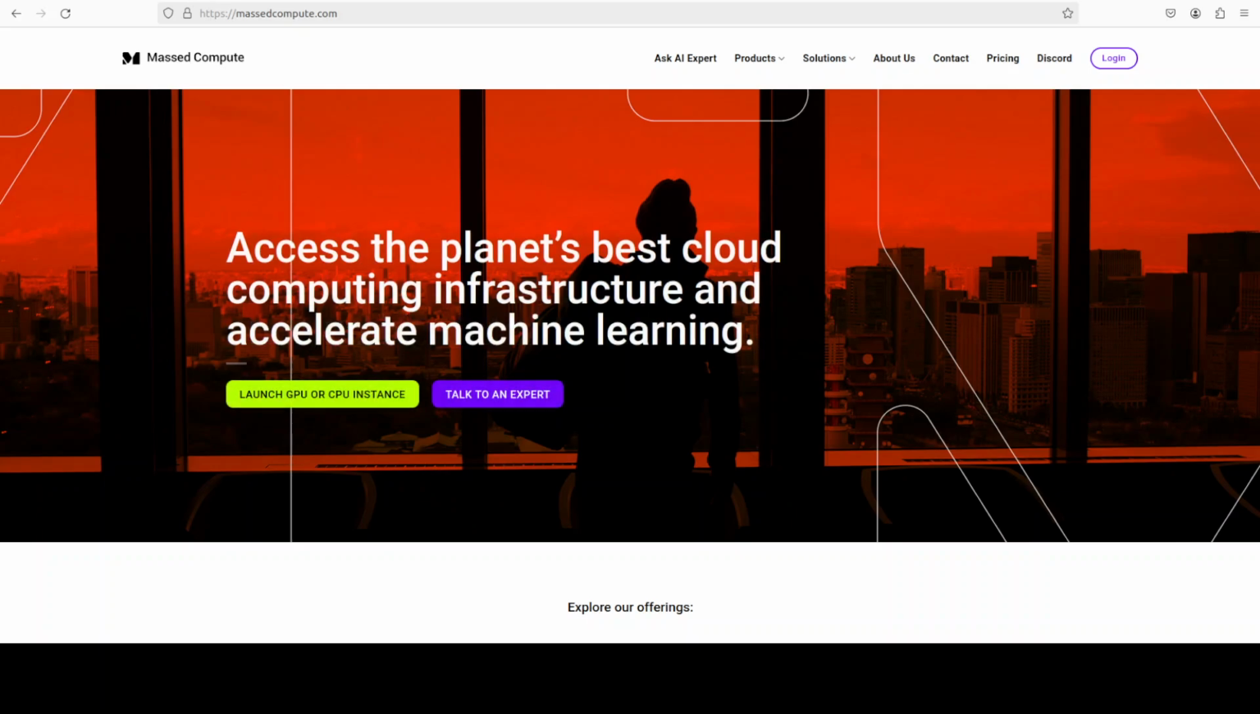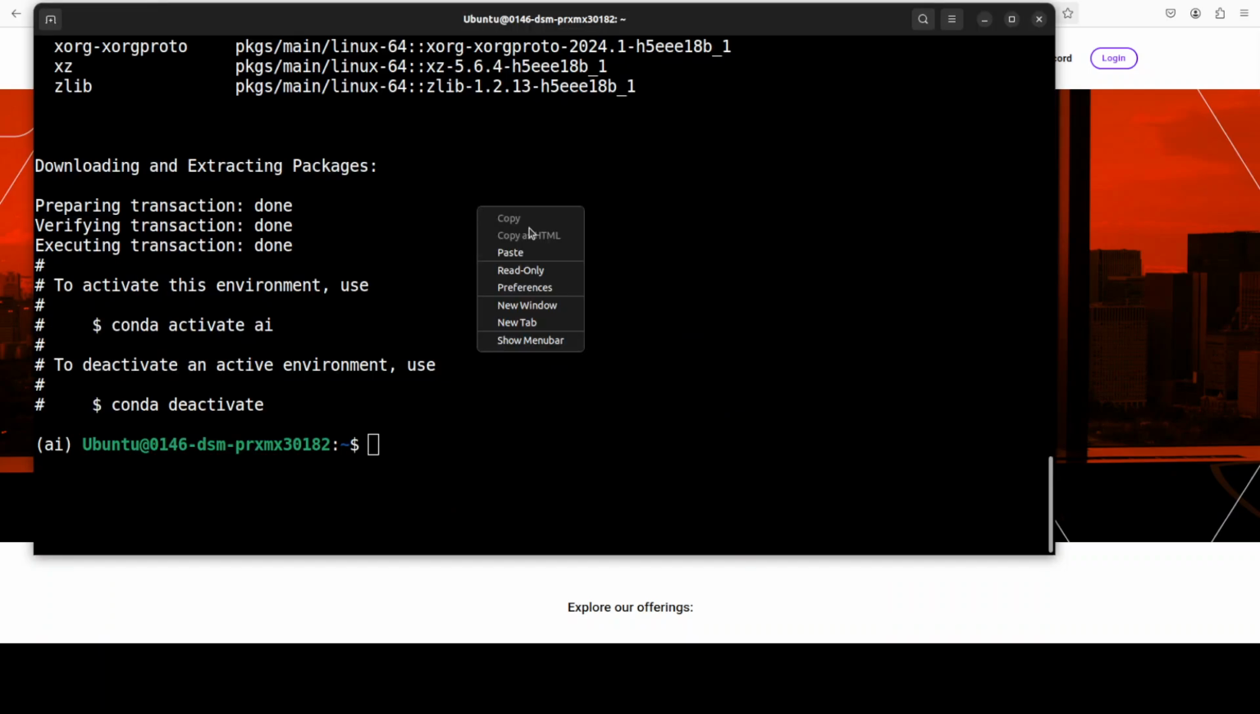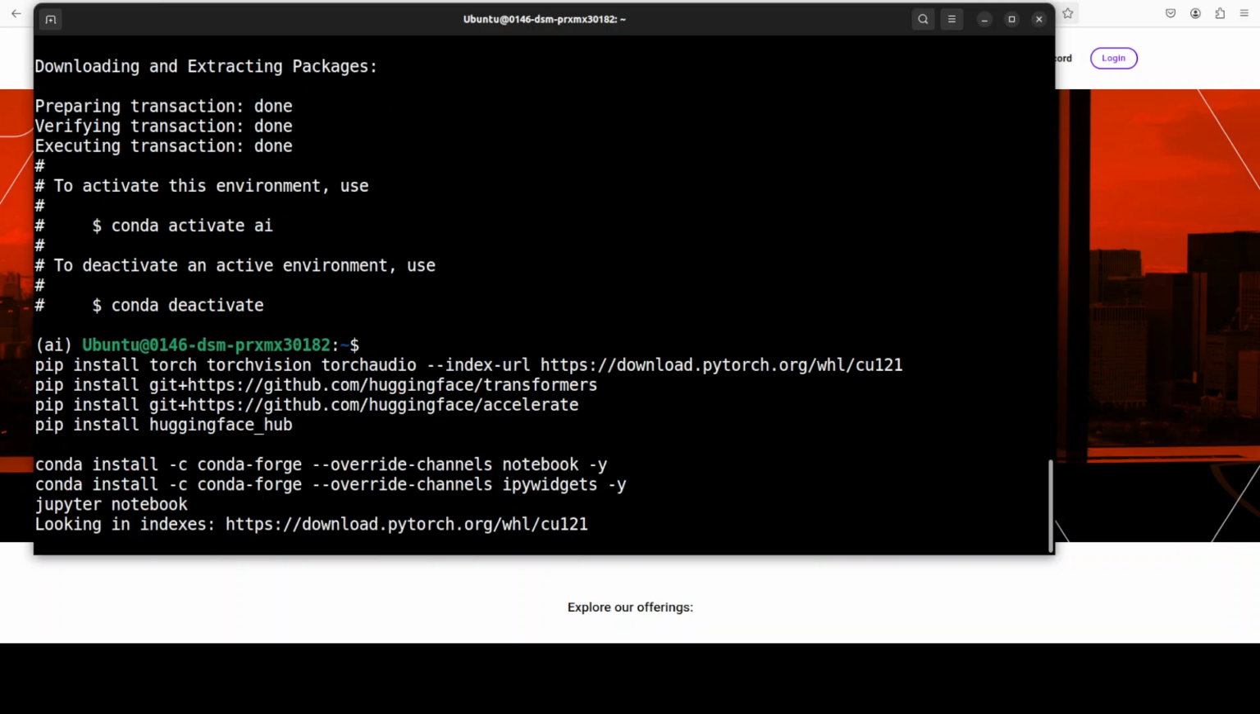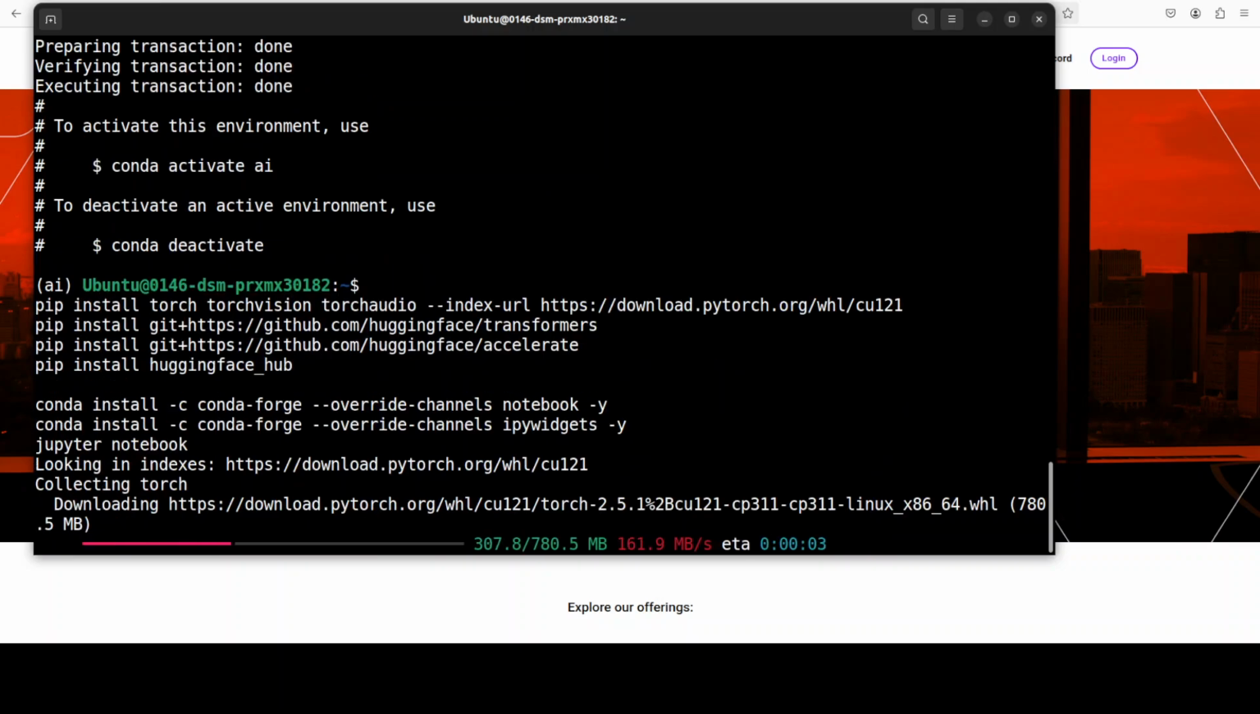Okay, in the next step, I am going to take you back to my terminal, and this is where I am going to install everything, and then I am launching Jupyter Notebook. And by everything, I mean transformers and torch, and I'm installing it from the source. This is going to take a few minutes.